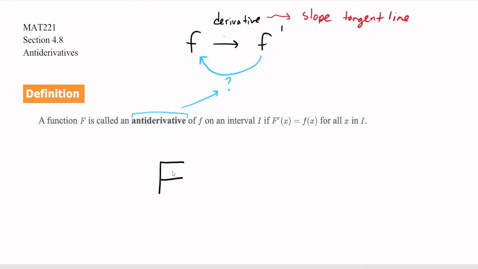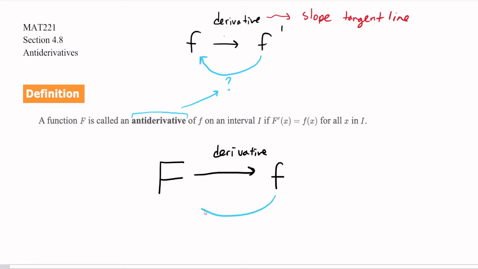This is the antiderivative of little f if I can take the derivative and go from big F to little f. That's it. So big F is called the antiderivative, and again, I'll draw that in blue. This big F is the antiderivative of little f if I can start at big F, do the derivative, and get down here. This is the antiderivative.